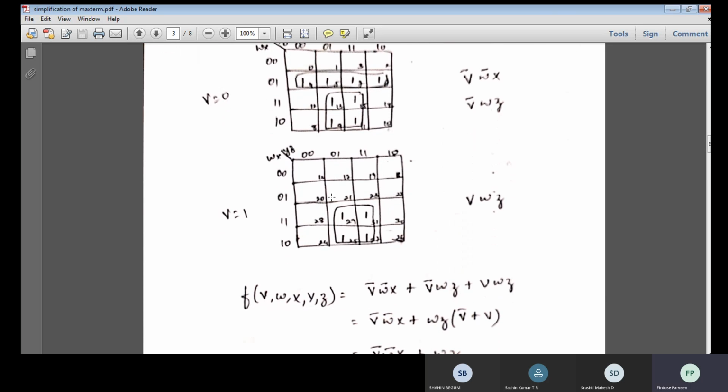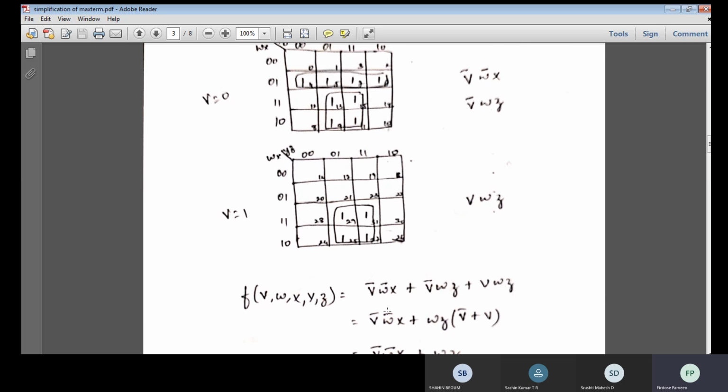In the same way, here what I'll be writing? V is equal to 1, it is here. So you'll be getting V. And here corresponding row, it is W. Corresponding column, which is not changing, it is Z, when you see these two columns. So V, W, Z. So first, I'll be writing all these things: V bar, W bar X plus V bar, WZ plus V, WZ.